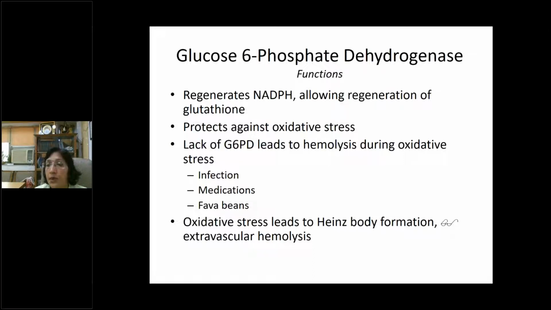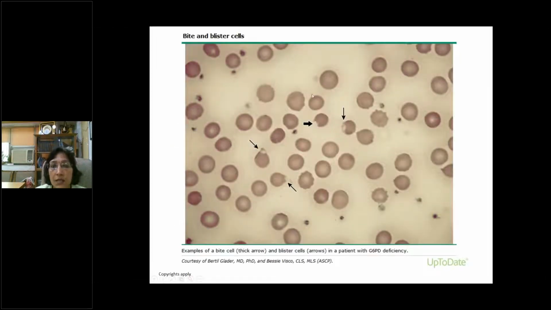Same if you give sulfonamides or cotrimoxazole, you have to be sure the patient is not G6PD deficient, and you have to go for this test before prescribing these drugs. And this is the typical picture in G6PD deficiency, where bite cells and blister cells are present, like the RBC is bitten on one end.